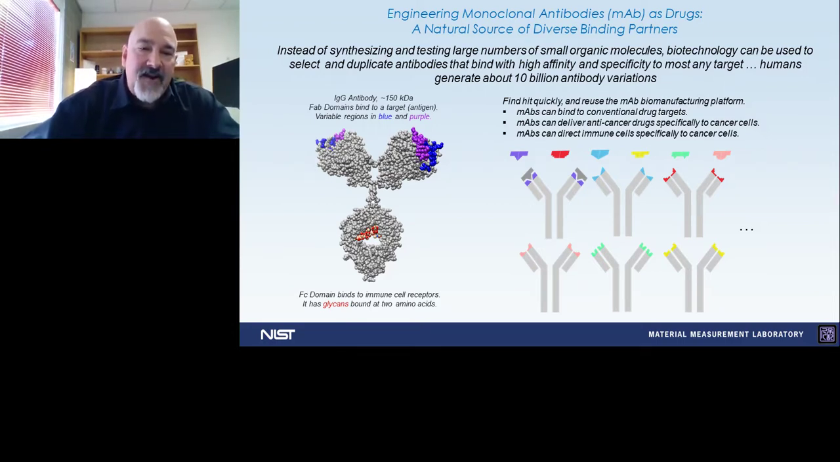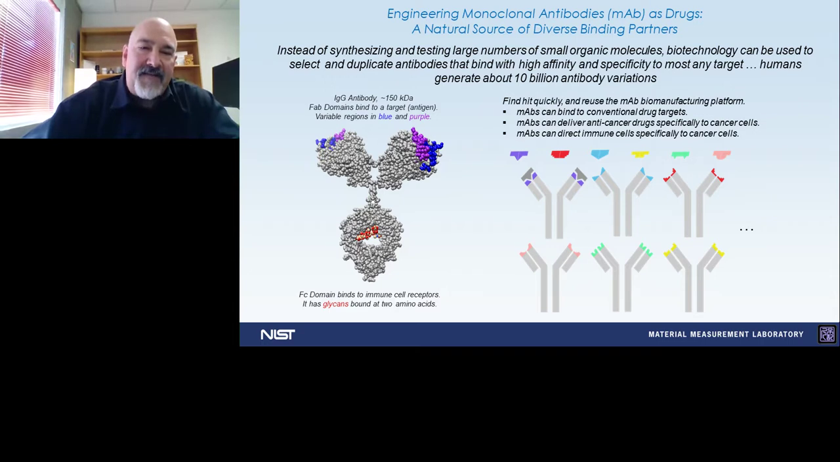So here's a little cartoon of what an antibody looks like. It has 3 domains. The little donut-shaped domain at the bottom is what we call the Fc domain. This part binds to the immune cell receptor. And at the top are the 2 identical Fab domains of the antibody.